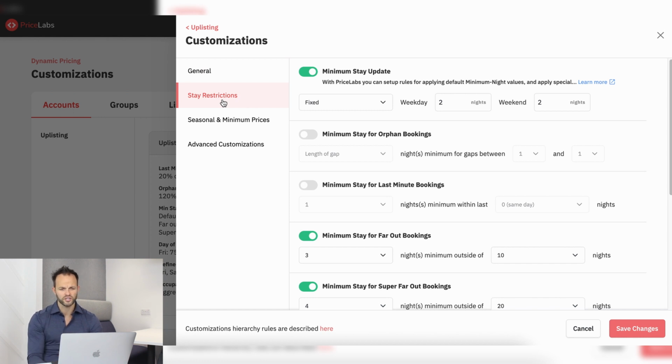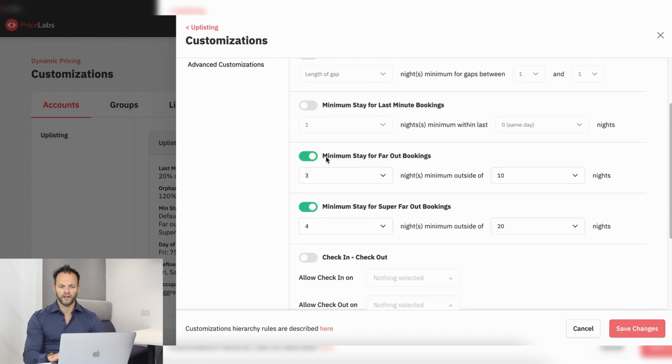On the stay restrictions, this I play around with quite a bit. The weekday quite often has 3 nights. I've currently got it set at 2 nights to drive some bookings because of the lower season, but if we are in peak season, that's 3. In some places, such as Dubai, I might put 5 or 6 night stays out there and really attract those longer term bookings. And then the minimum far out stay for those bookings is 3 nights for anything outside of 10 nights.